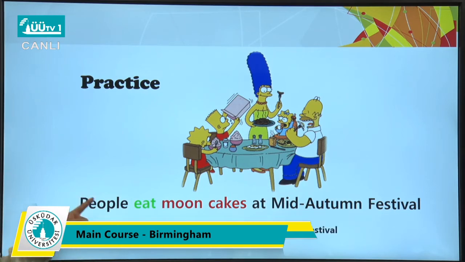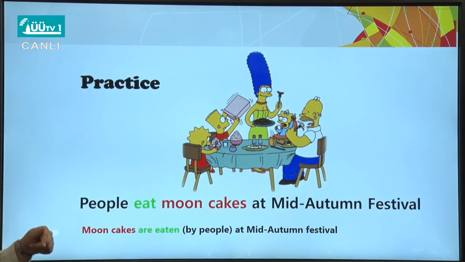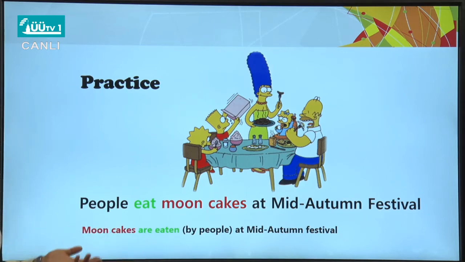Mooncakes are eaten. It is present tense, right? So to be verbs plus past participle, which will be: mooncakes are eaten by people, which is optional, at Mid-Autumn Festival.